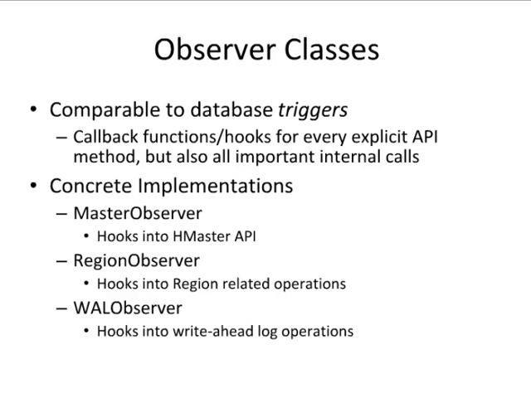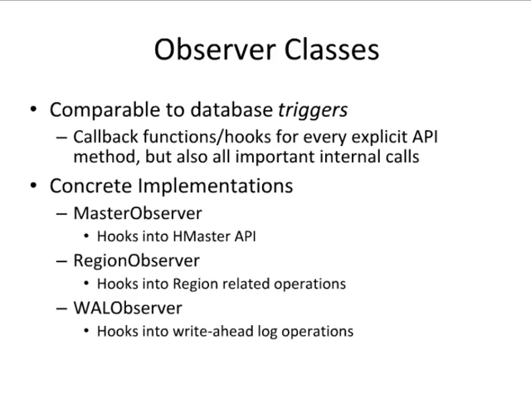It's not just the explicit API calls, not just when the client says, get me this row, or put this row, or delete this. Also for important internal calls, things that happen asynchronously, there are triggers as well. So you can use this for your own implementation, and I have an example of that later on. The concrete implementations of the observer here, we have the same sort of trinity as we saw before.